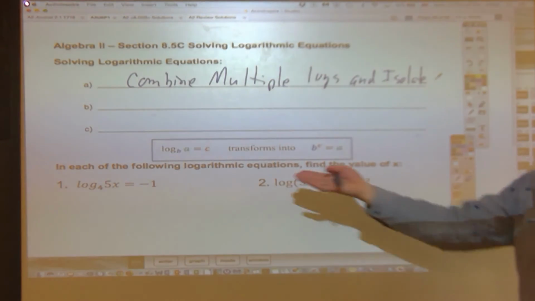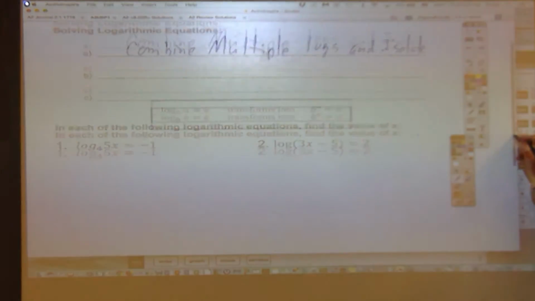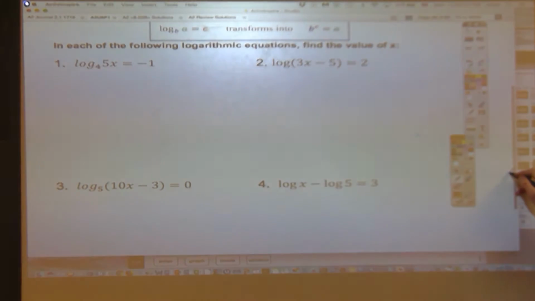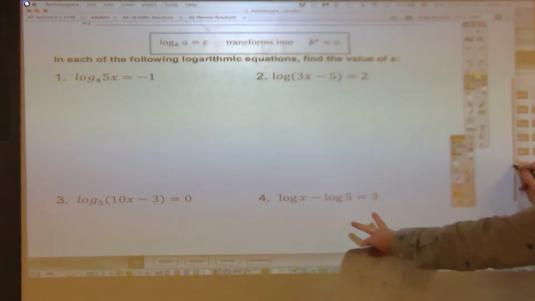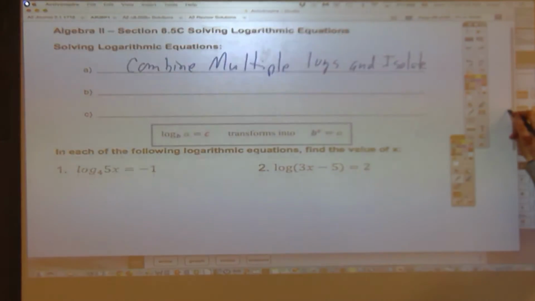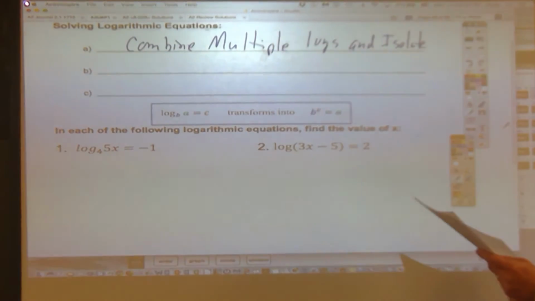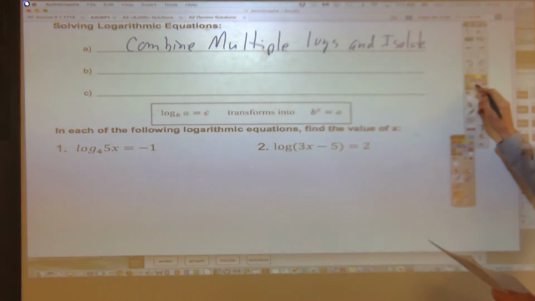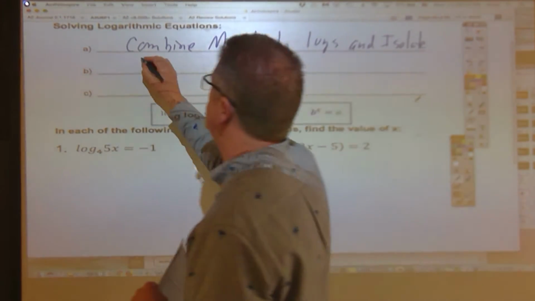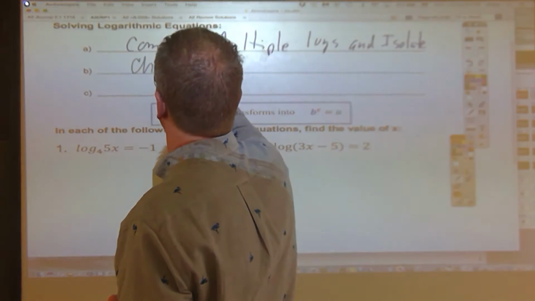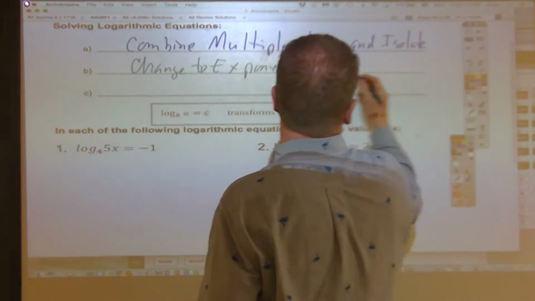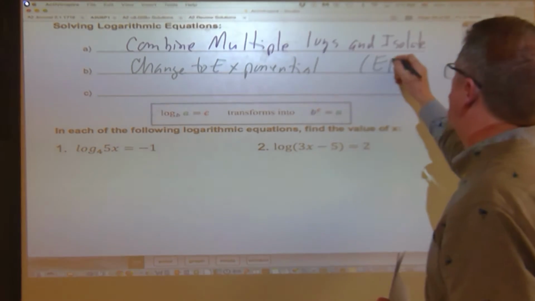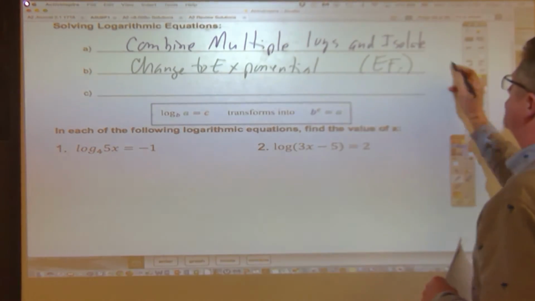Now, for example, in the first problem, you only have 1 log. It's not until problem 4 that we see multiple logs. So this first step in the strategy will not apply until problem 4. For all these other problems, you just jump straight to step 2, which is change to exponential form. So this is where you'll use the code EF for exponential form.